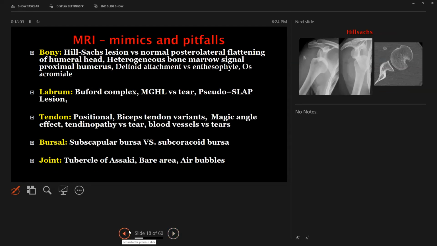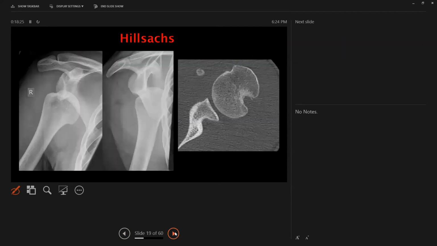So these are done with the ultrasound. So we'll go through some MR mimics and pitfalls. I've tried to go through bony, labral, tendon related, bursal related, and some joint related pathologies or mimics.